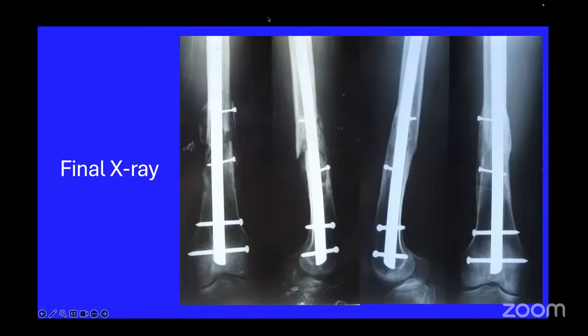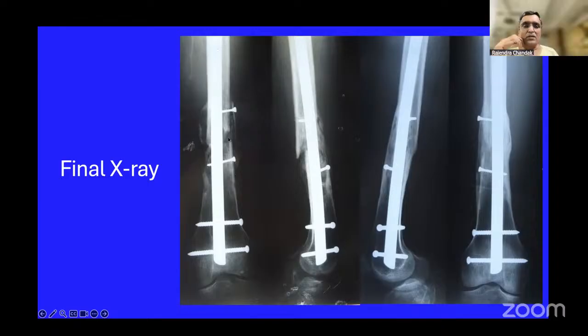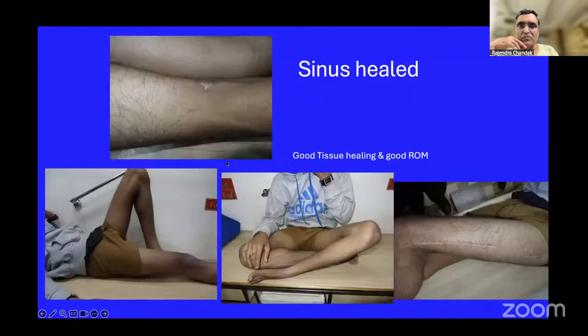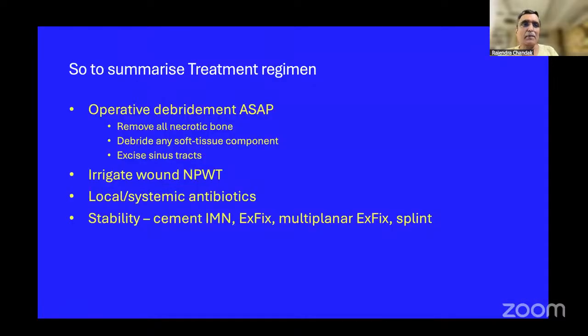What graft is kept here, sir? It's a fibular graft, no, this tricortical graft. Yes, tricortical.